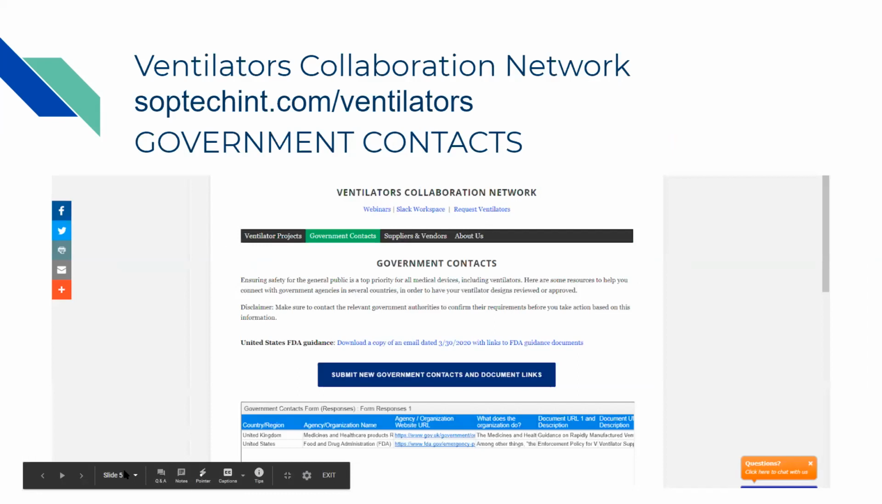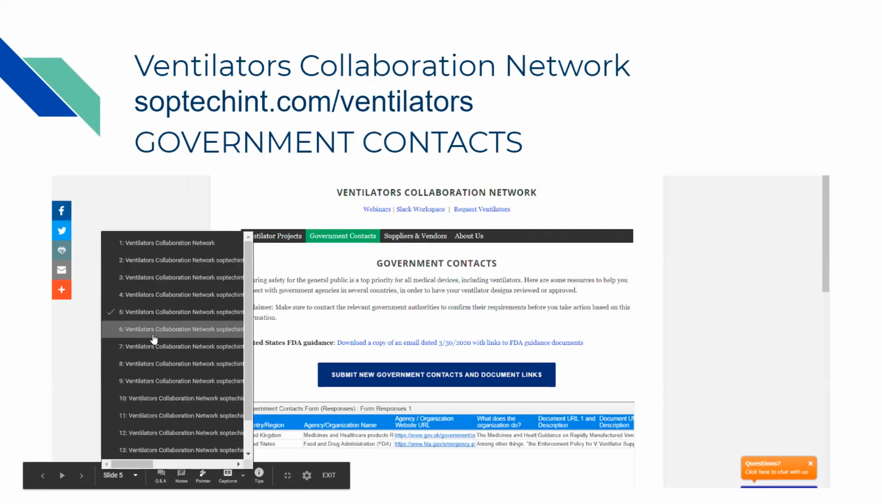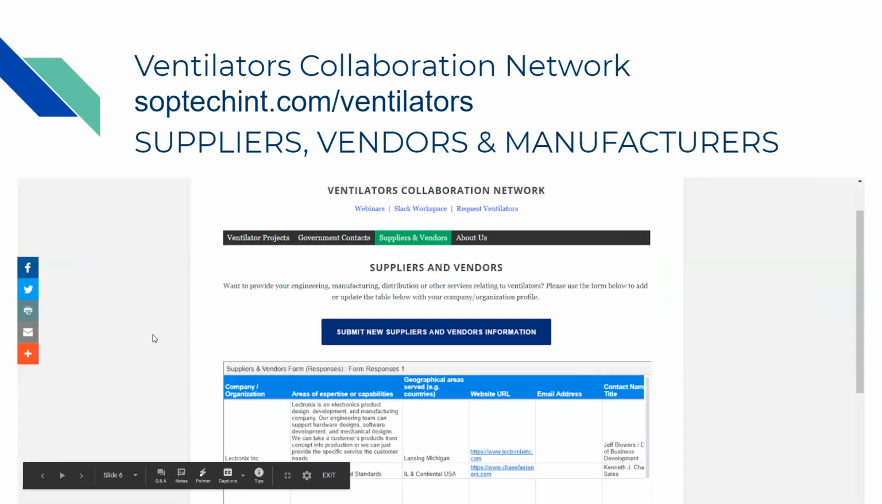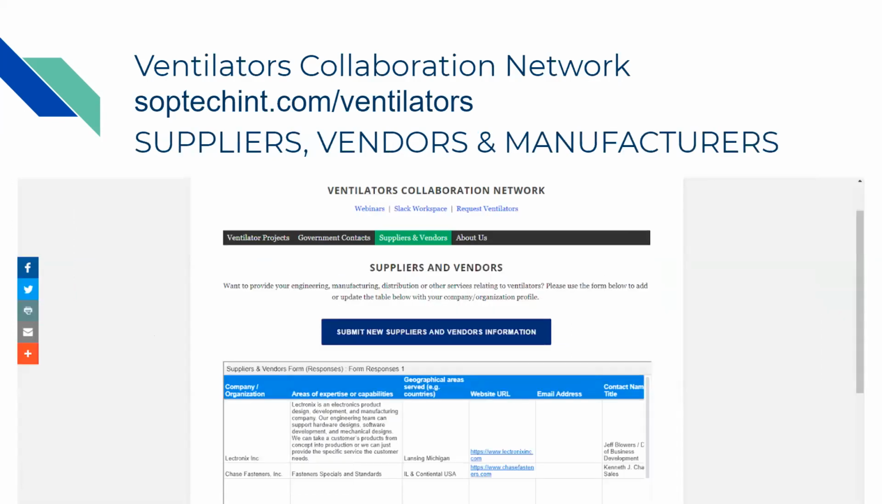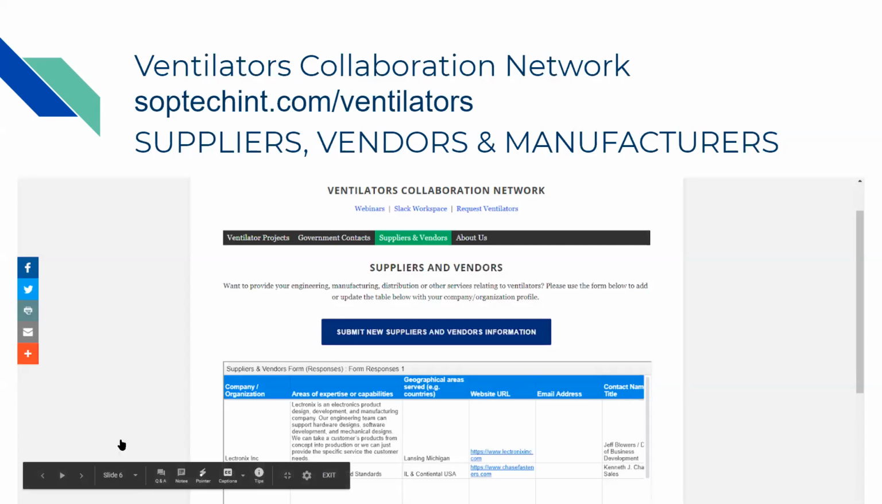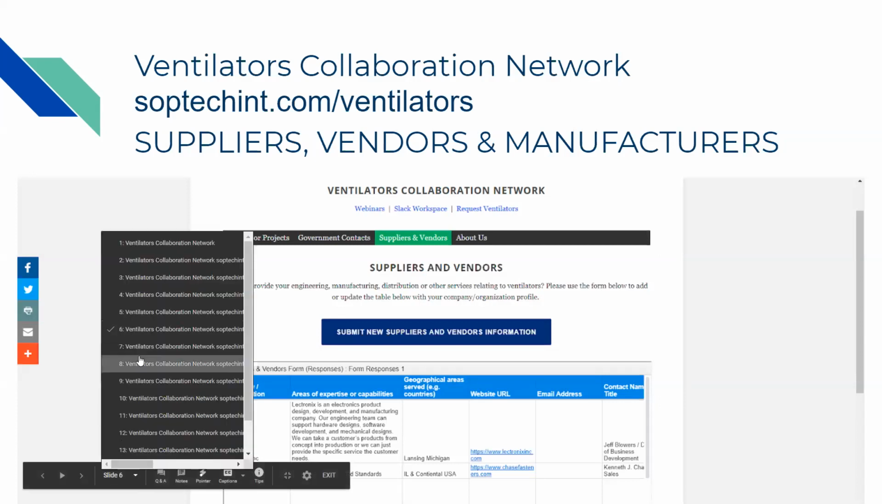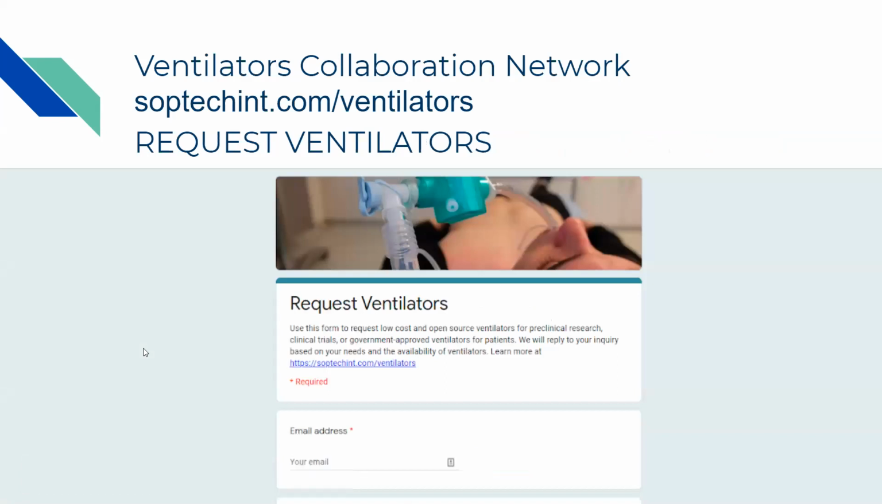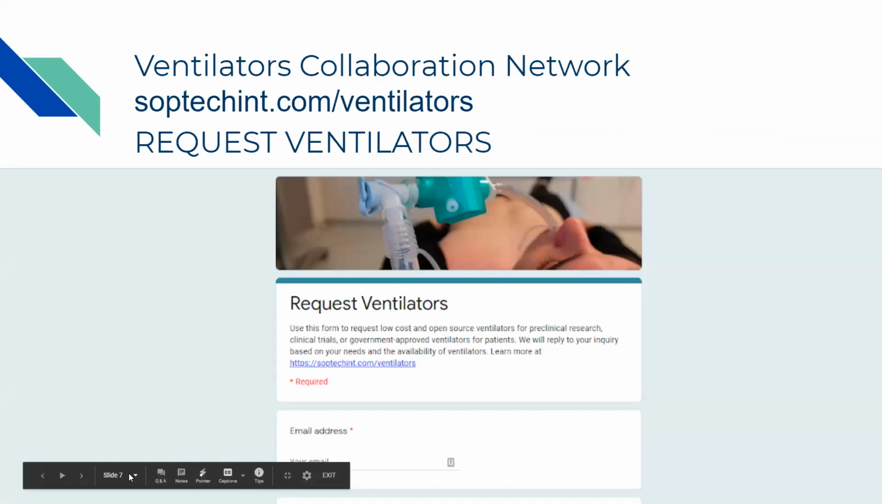Government contacts, similar format, where if you have a contact that you would like to share, you can just fill the form out and it will automatically populate the table below. Suppliers, vendors, and manufacturers. So if you're a manufacturer and you have capability, or an engineering firm or somebody else that would like to provide some type of service to support these projects, you can fill out the form. And I have some good news on that actually from earlier today. And there's also a link in case somebody would like to request ventilators, either to have them as a test unit, or once they're available for broader implementation.